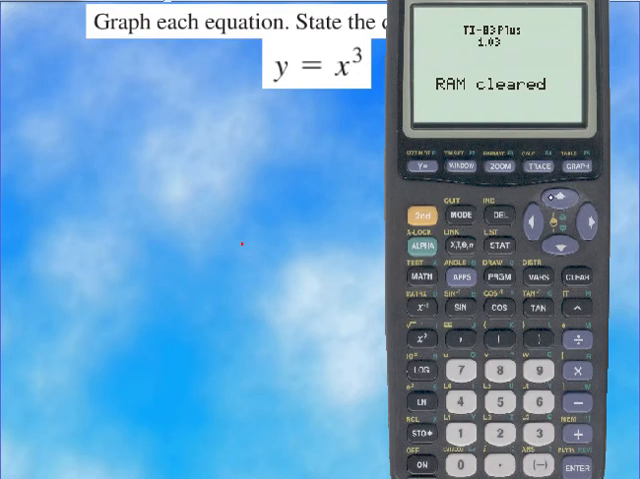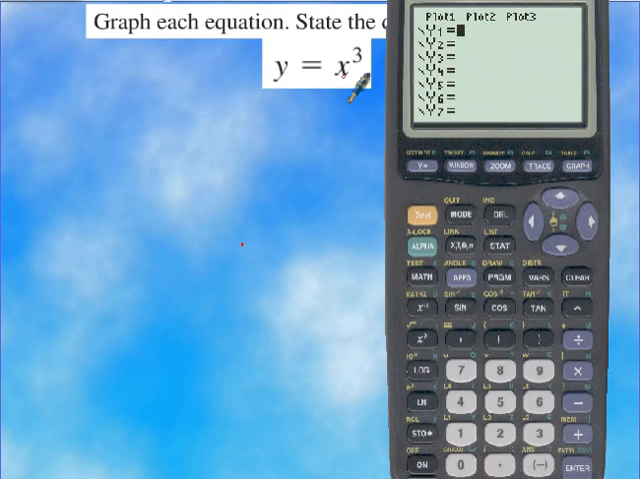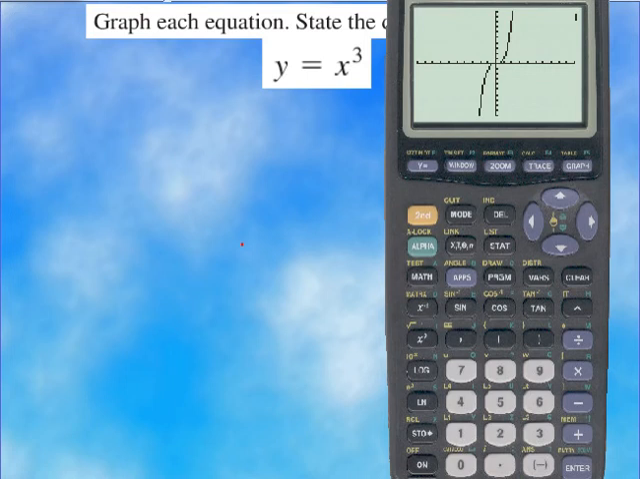Why is that handy? Because if your calculator is not working, or your graph is giving you errors, that's what I always do. Anytime I get an error message on my calculator, I reset my RAM. I reset everything. But again, it wipes every program out completely. Graph each equation. Go to y equals. We're graphing x to the third, so I type in x caret. It's right here above the divided by, so there's x to the third. Graph. Done.